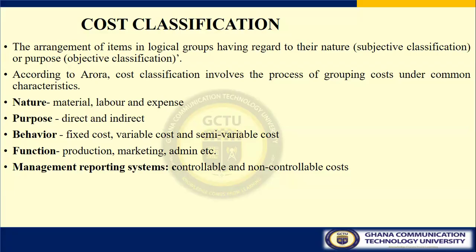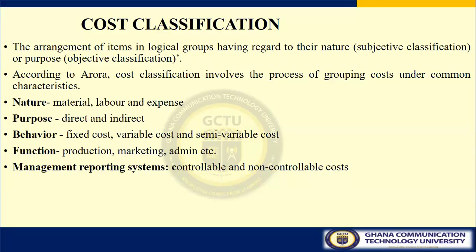If you want to find out about the total cost incurred by the marketing department, we can easily trace all the costs incurred by the marketing department, and that's direct cost. So all the costs that can be traced to that particular department become direct cost. But indirect costs are costs that cannot be traced to a particular cost center or cost unit.